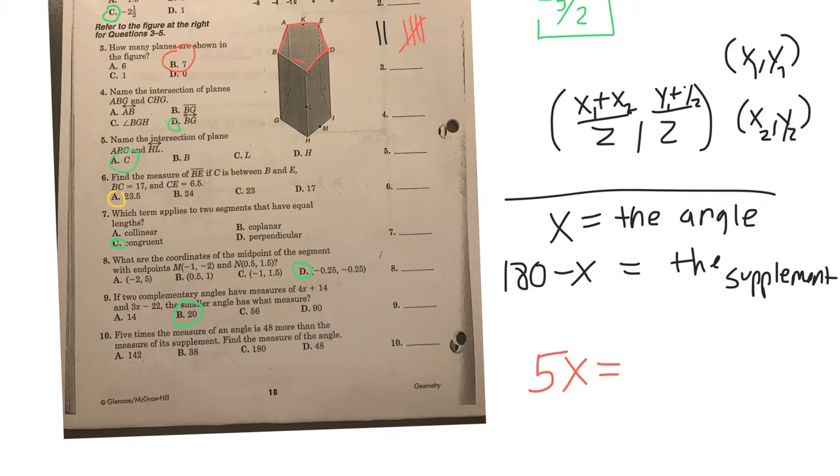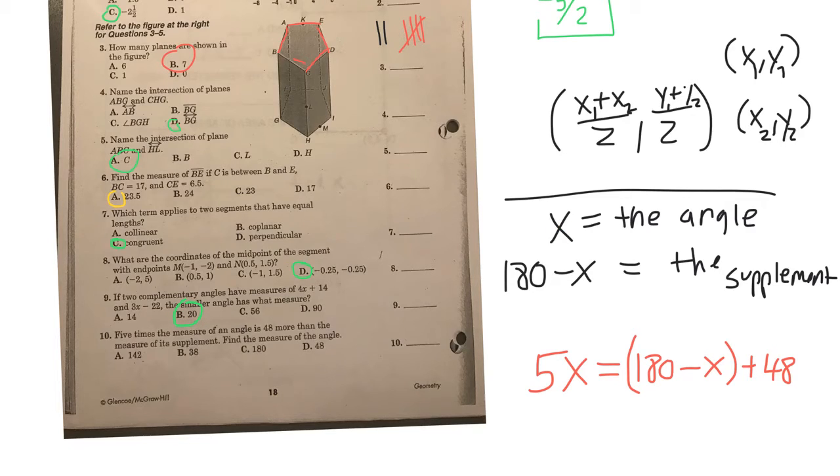So the measure of the supplement, we already know, is 180 minus x. I'll just put it in parentheses for now. And then it's going to be 48 more than that, so that's plus 48. Again, that might be a little bit different than the way that my student's teacher teaches it, but this is a good, valid way of going about this.